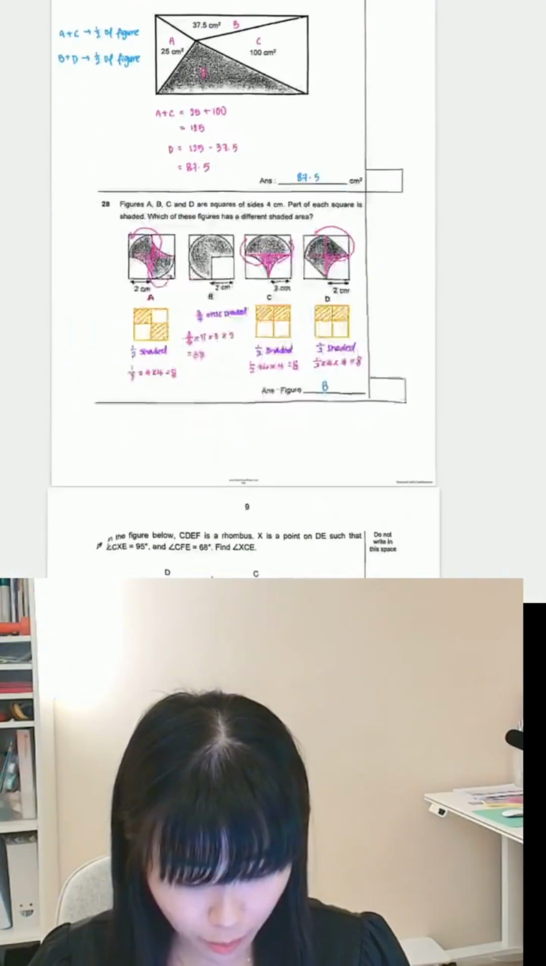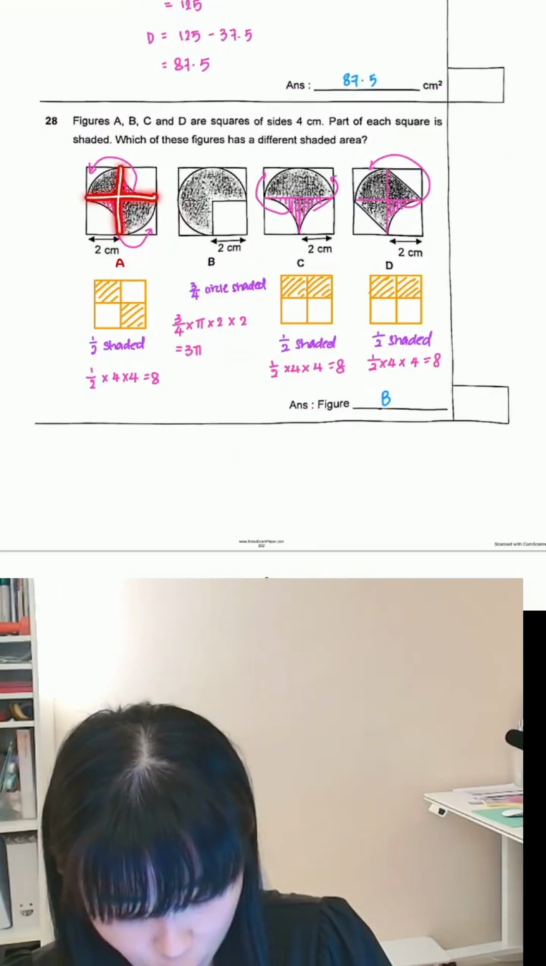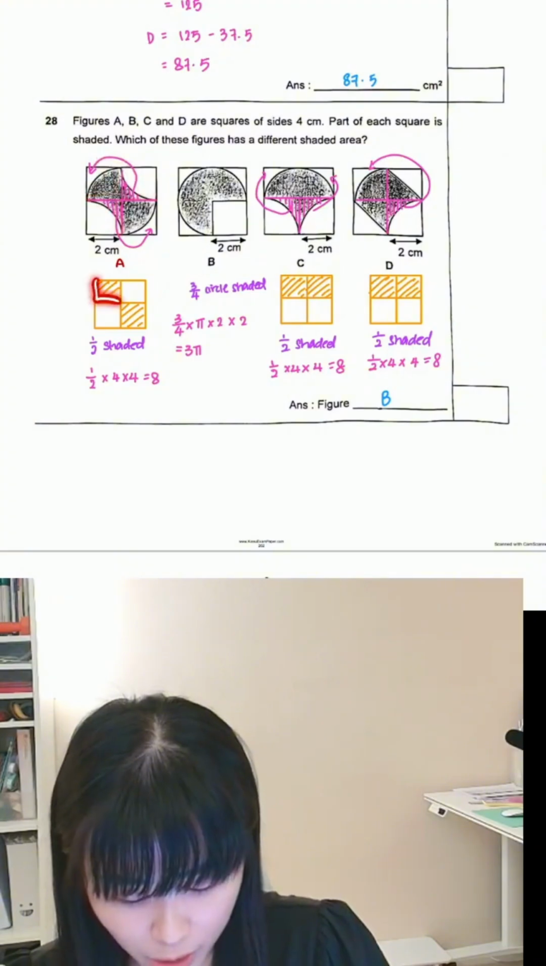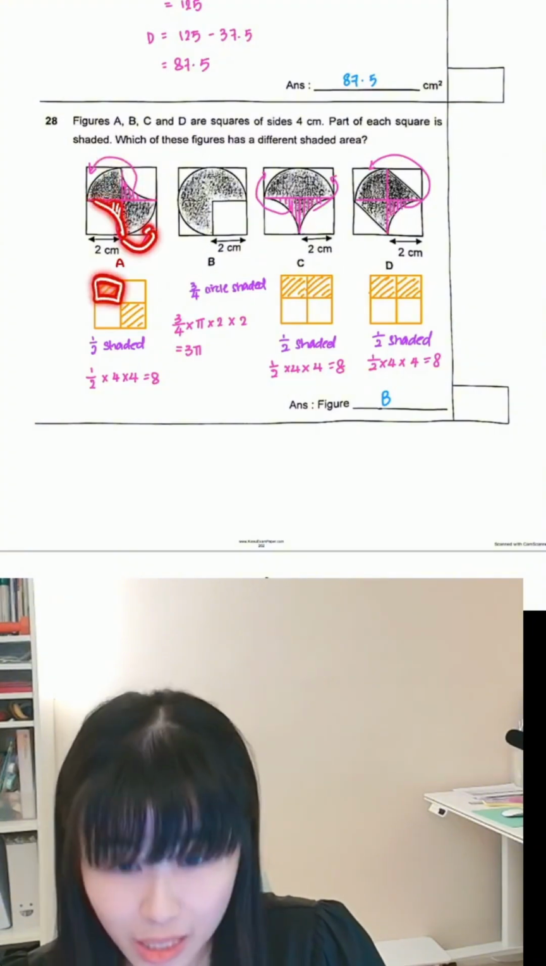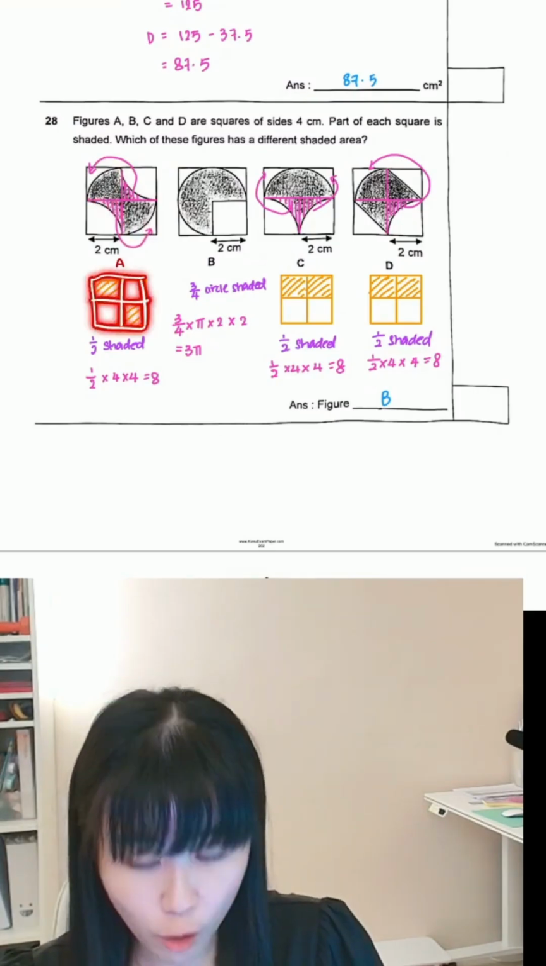28, is it figure B? Yes, it's figure B. If you cut and paste, it's super easy. You cut like that, then this boomerang, you paste it here. Then you'll become 1 square already. This boomerang, right, you paste it here. Then become 1 square. So basically, here got 4 squares, right?